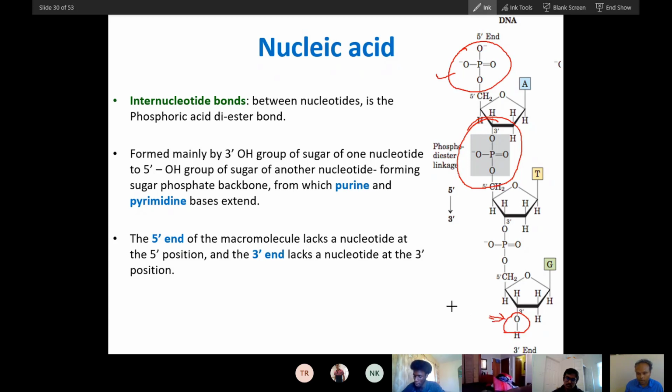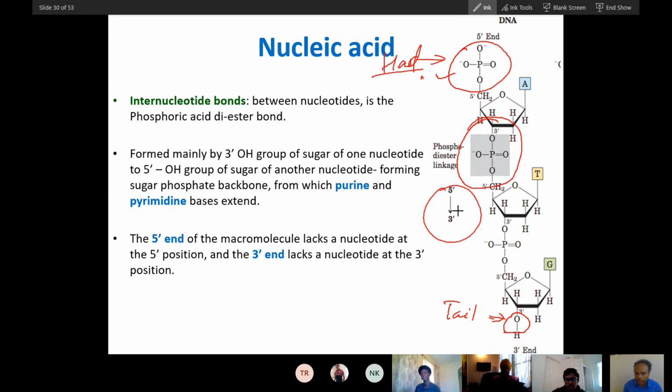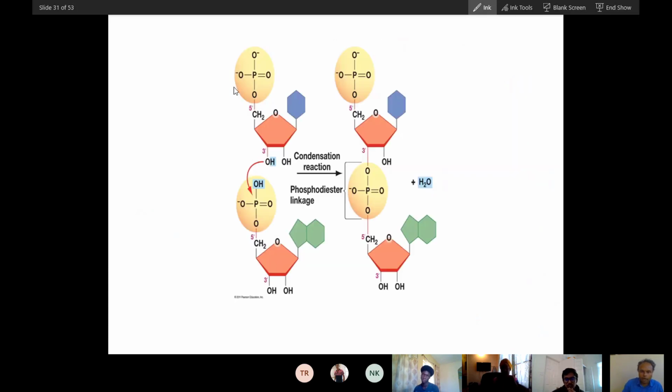This is called the tail end, and this is the head end. Now, head to tail. That is why we label any DNA or RNA sequence 5' to 3'. The direction of polymerization we take is from 5' to 3'.